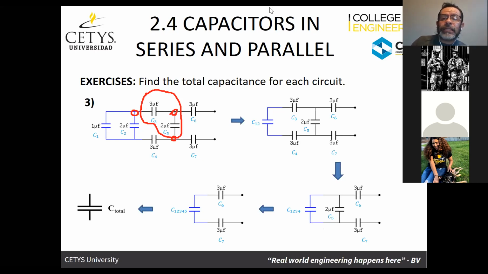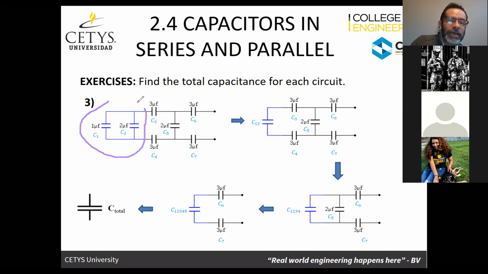So let's see if we can identify a purely series or purely parallel connection in this circuit. If we look at C1 and C2, which are these two here, we see that this is a parallel connection because we've got the two terminals of this one connected to the two terminals of this one. It doesn't matter that this one is connected to something else, as long as the two terminals of one element are connected directly to the other two terminals of the other. That's a purely parallel connection.